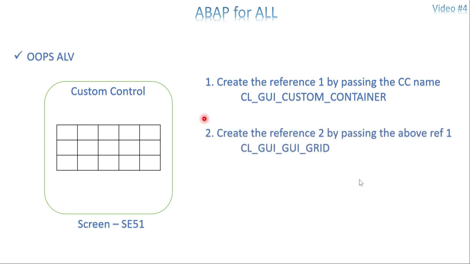And step 2, I have to create another reference by passing the above reference. Once you get the reference of this particular class, pass that reference as an input to this CL_GUI_ALV_GRID. CL is the class name prefix, GUI underscore ALV grid. So this needs a reference as an input, and that is going to be the above reference which we created. So pass reference 1 to here. This is step 2.